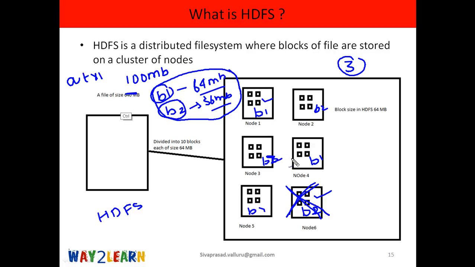And after some time, when the file system finds that this node 6 is down, the file system will replicate the blocks present in node 6 onto any other nodes. So it will definitely maintain a replication factor of 3. So you won't see any loss of data. So that's how the distributed file system works.